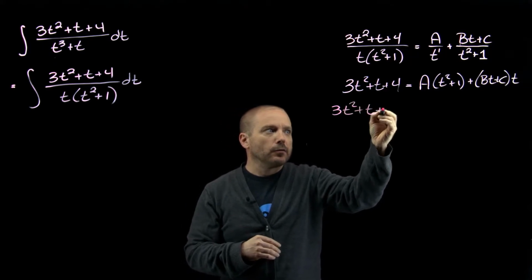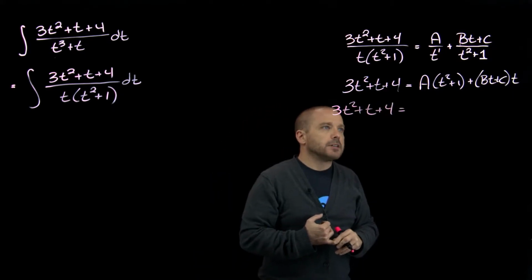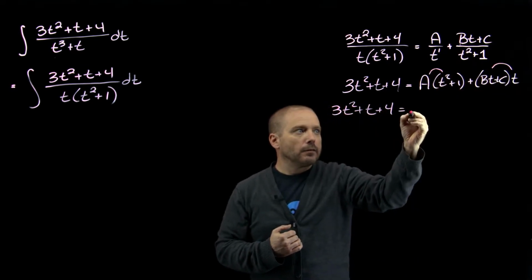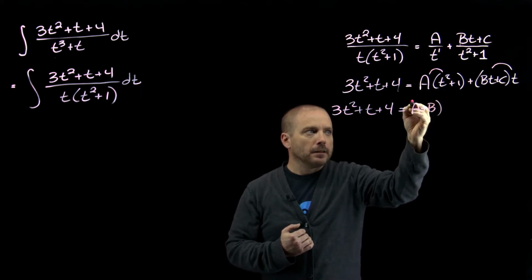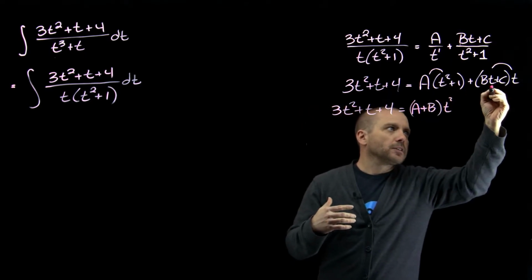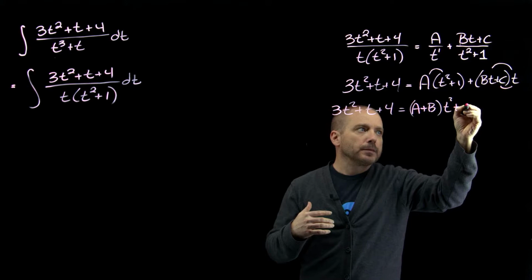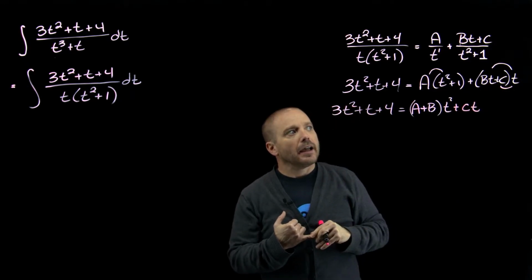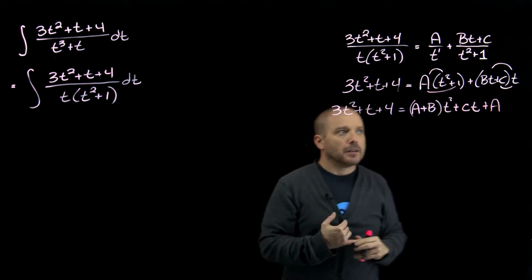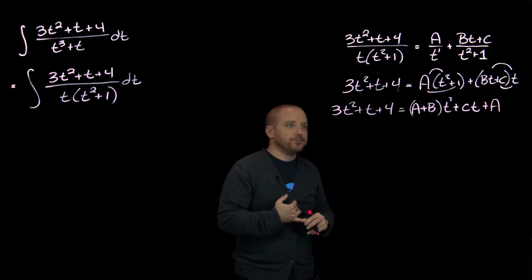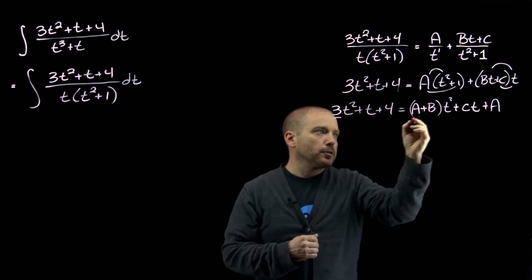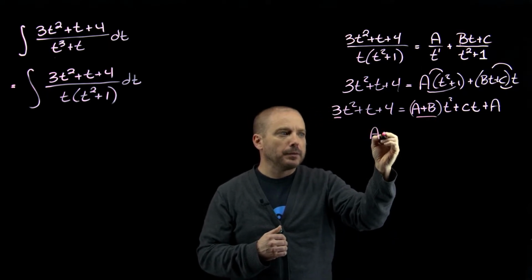3t squared plus t plus 4. What do we have for t squareds over here? We're going to have At squared and Bt squared. So we have A plus B times t squared. What do we have for t's? Just this, right? C times t. So C is the coefficient on t. And we only have one constant, A times 1. So plus A. Now, match coefficients. Coefficient on t squared is 3. Over there, it's A plus B. So A plus B should be 3.